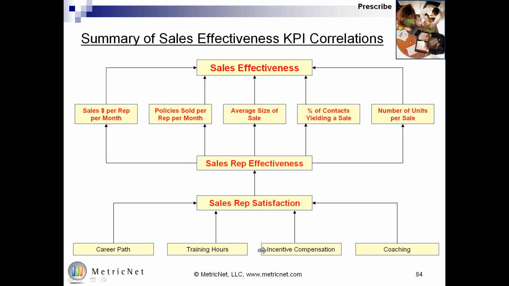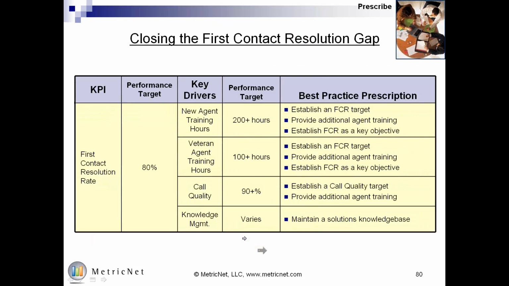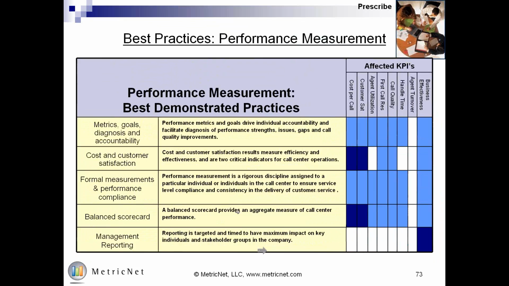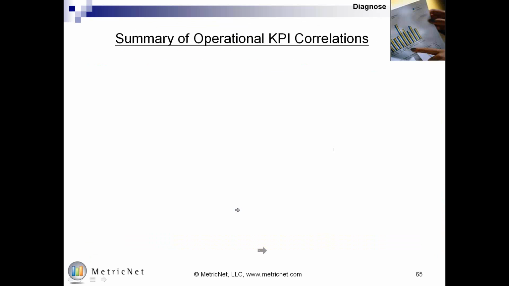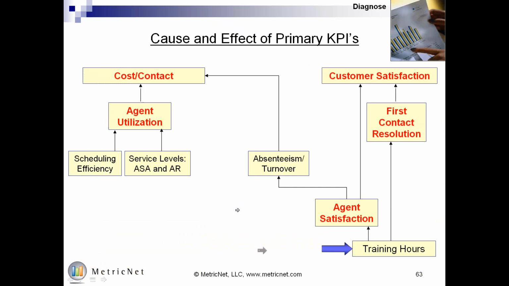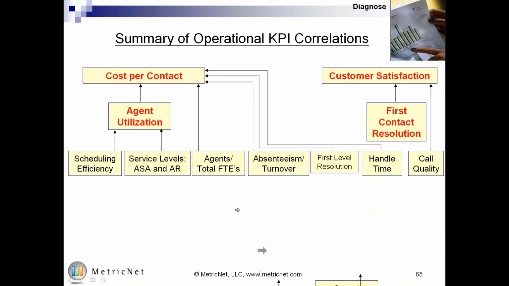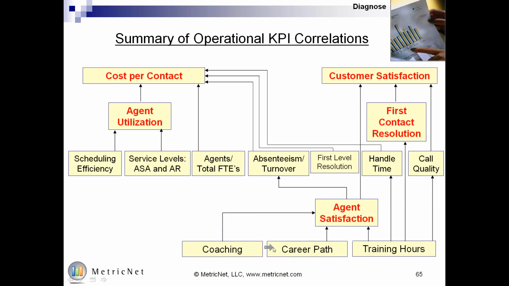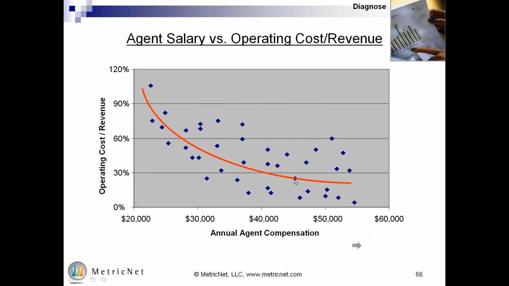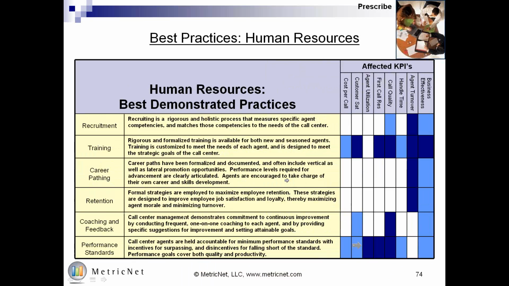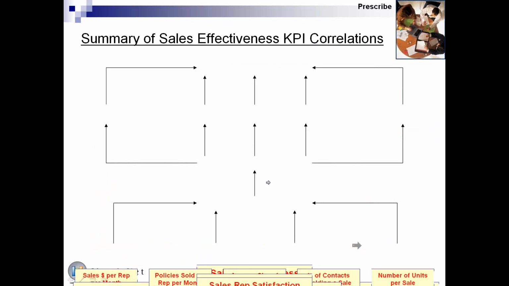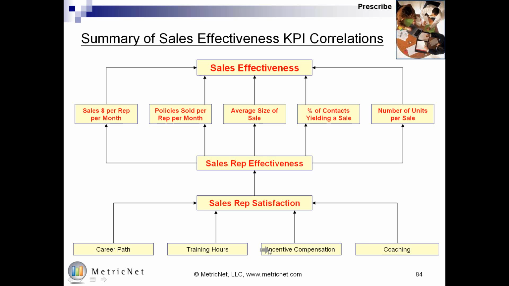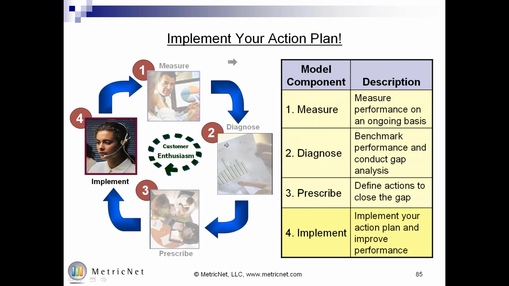You will see that there's one additional driver here. Remember earlier when I showed the cause and effect diagram for key performance indicators, one of the things I showed was that agent job satisfaction is driven by coaching, career pathing, and training. Well, for sales agents, it's also driven by compensation. Not surprisingly, if you look at the cause-effect diagram here, you will find incentive compensation one of the big drivers of sales rep satisfaction, and in turn drives sales rep effectiveness, which drives all of the sales effectiveness metrics.